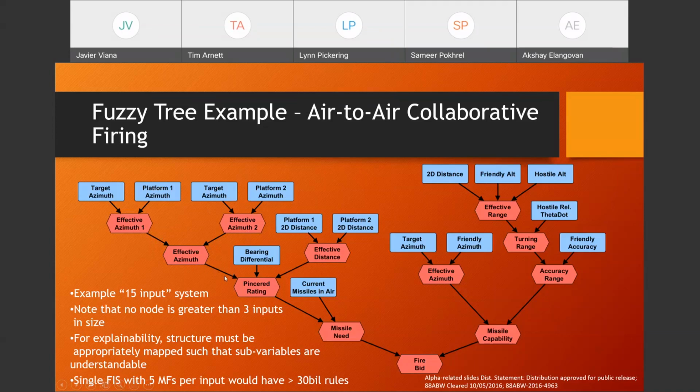But then this effective azimuth, which actually means something with regards to air-to-air combat, it's an angle calculation, we can combine with something else, a bearing differential, and then some sort of effective distance to then decide or give a rating to a particular strategy or tactic or whatever you want to call it.